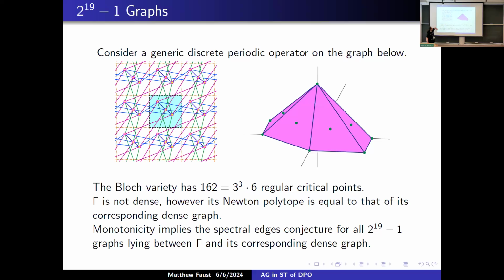And this is because the Newton polytope that corresponds to this specific graph is the same as its dense counterpart. And since we were able to find exactly the number of solutions you'd expect for the dense graph for this particular graph for a generic labeling, you're able to extend that to any graph contained in between this graph and its dense counterpart.